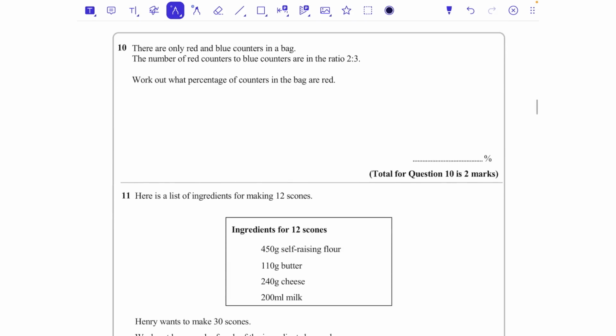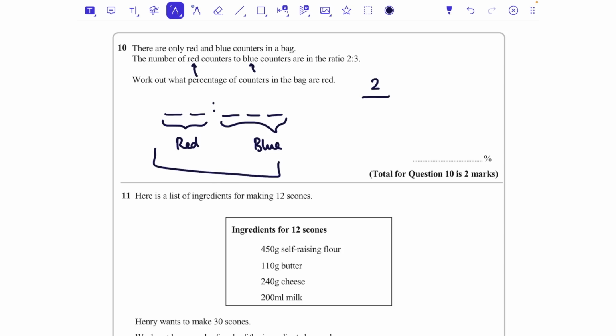Perfect. Question number 10. There are only red and blue counters in a bag. The number of red counters to blue counters are in the ratio 2 to 3. So whenever I see ratio, I do like to draw them out. I just think it's a bit easier to visualise. Work out what percentage of counters in the bag are red. Well, red was our first word and blue was our second word. So this means that this side is red and this side is blue. What fraction is red? Let's start with that. So red is 2 parts out of 5 parts altogether.